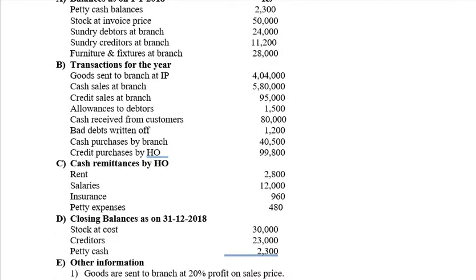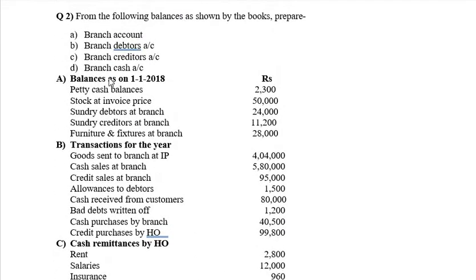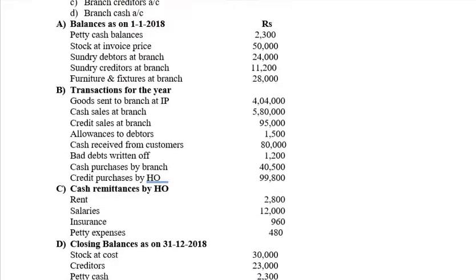Now, what they have given is the balance as on 1/1/2018. Then they have given transactions during the year, and then they have told cash remittance and closing balances for the year, as well as other information.